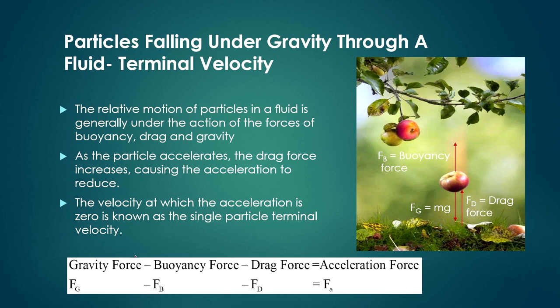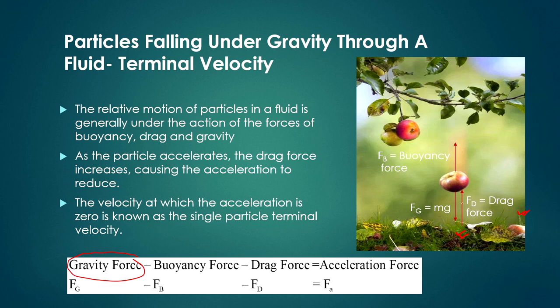What will be the gravity force? The gravity force acts downward, as shown in the picture by the arrow sign here. This gravity force, that is Fg, we can say will be mg, whereas the drag force will be acting in the upward direction.